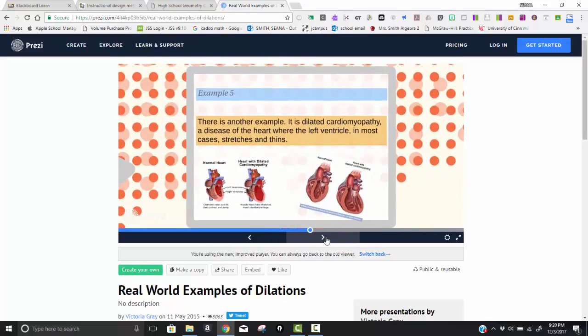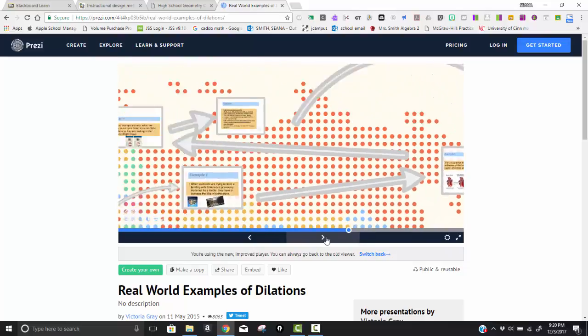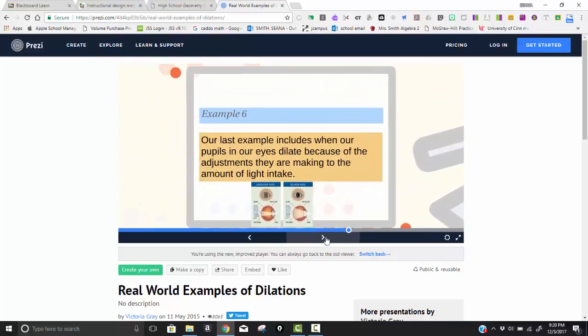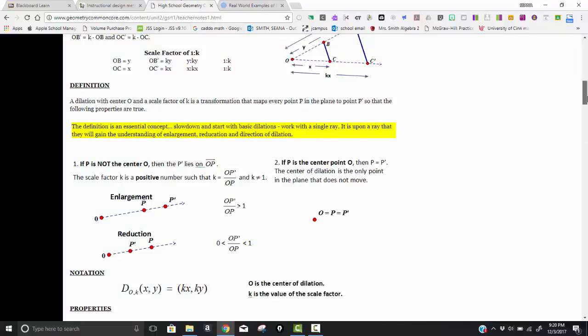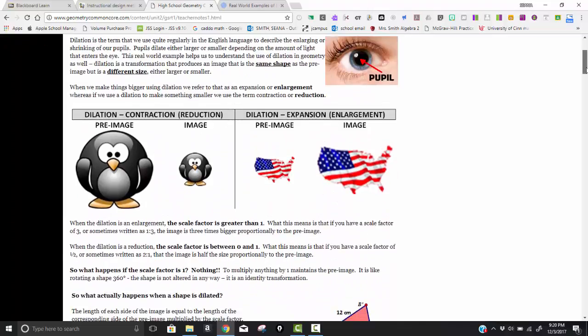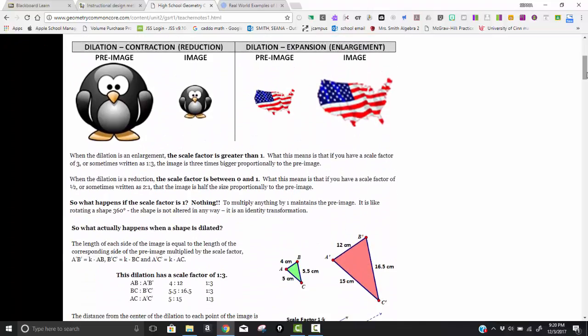Sometimes when they go in and do surgeries, they do dilations to make it stretch or bigger so they can do what they need. Your eyes, your pupils, you dilate those when you go to the eye doctor, of course. So let's look at a couple of things here that we talked about to help. First of all, you have a pre-image, which is your beginning image, and then you get a new image. So pre is the beginning, image is the new.